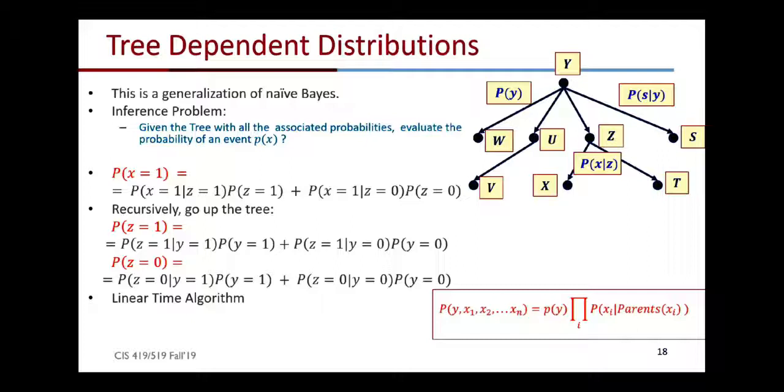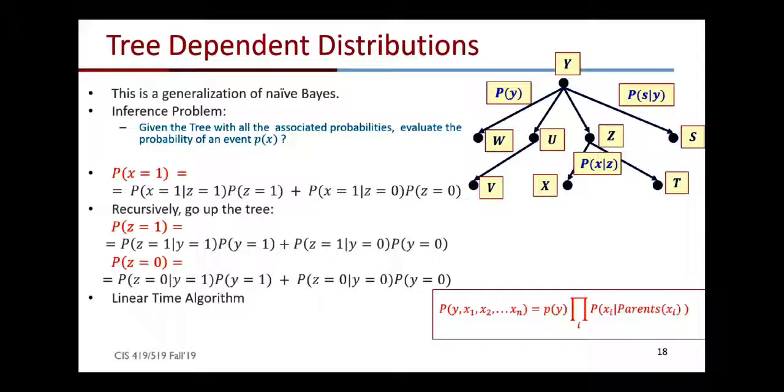Okay. So, by the way, you can easily see that this is the generalization of naive Bayes, only that the tree is deeper. So what we want to do here is compute the probability of certain events, and rather than giving you a formal algorithm, we're just going to go through a few examples, and you'll be convinced that you can give an efficient inference algorithm in this case.